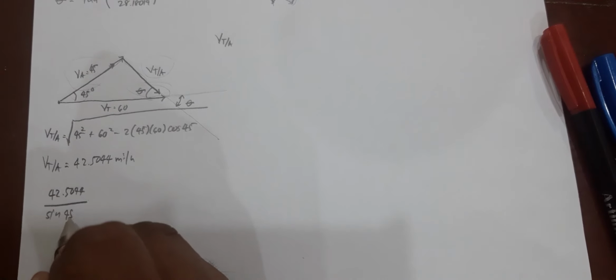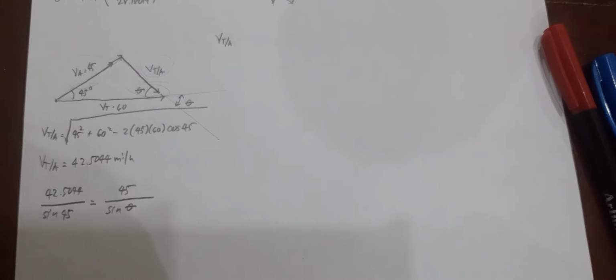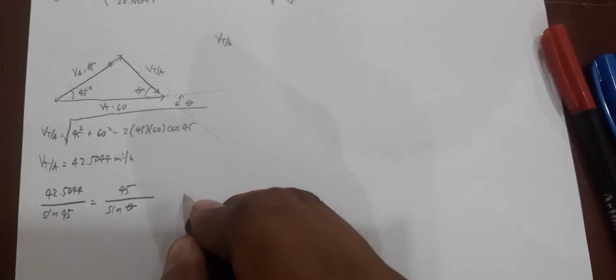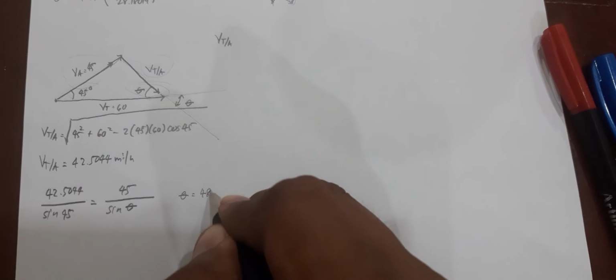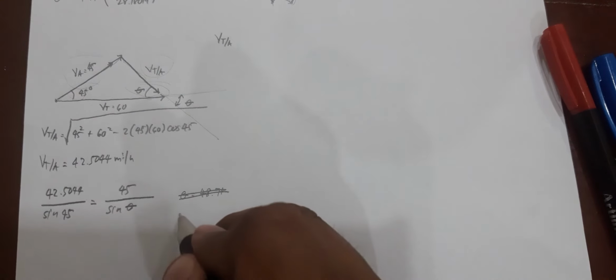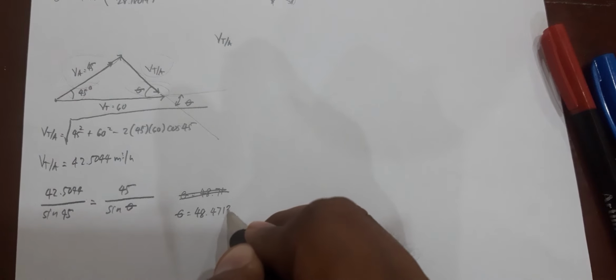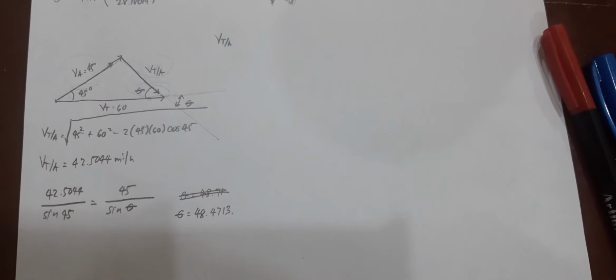So you would have 42.5044 over the sine of its opposite angle, that would be 45, is equivalent to 45 over the sine of the opposite angle, that would be your unknown theta. Calculating for theta, theta would be equal to 48.71. Oh, sorry for that, let me cross that out. Theta would be equal to 48.4713.